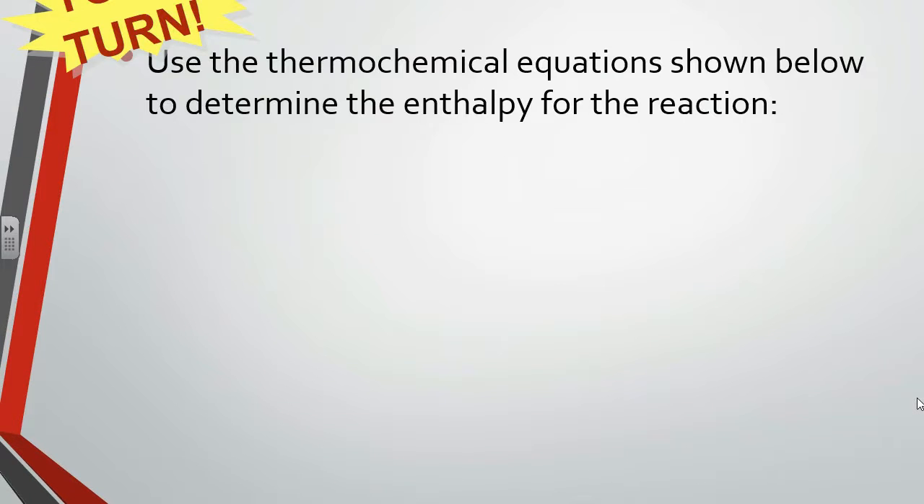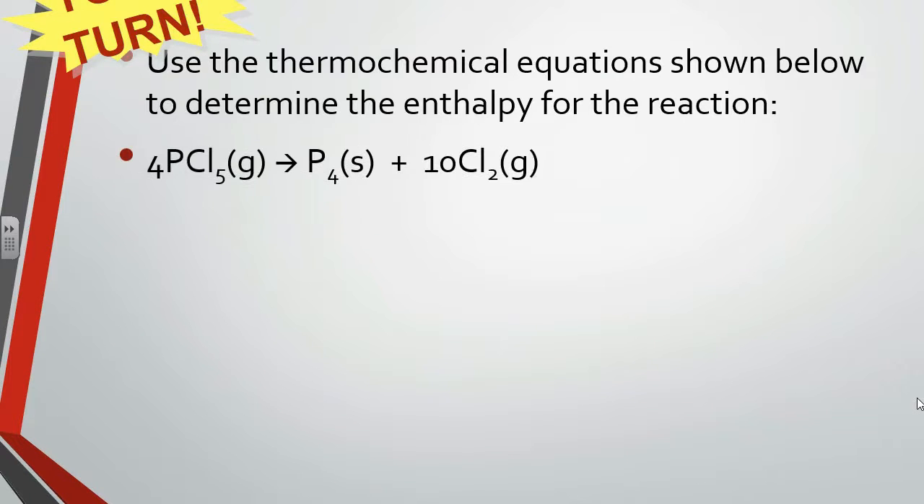Okay. All right, your turn. Woo-hoo, got 10 minutes. Let's see if we can figure out how to do this one. So you've got 4 PCl5, that's phosphorus pentachloride, is going to decompose and give you phosphorus and 10 chlorines. Brinklehop, remember Brinklehop? Chlorine, 2.